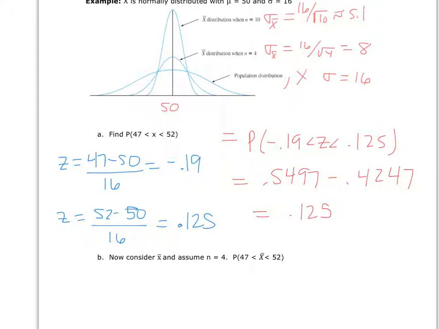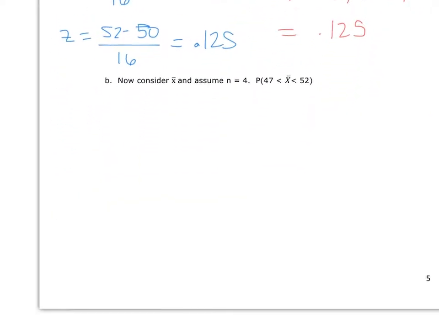Okay, so if we shade the area on our density curve, let's say our 47 is right there and our 52 is right there. So this is going up to our curve for x, the population, and I'll shade that in, I'll just do that one in red. It's this area right here, and that area is 0.125.